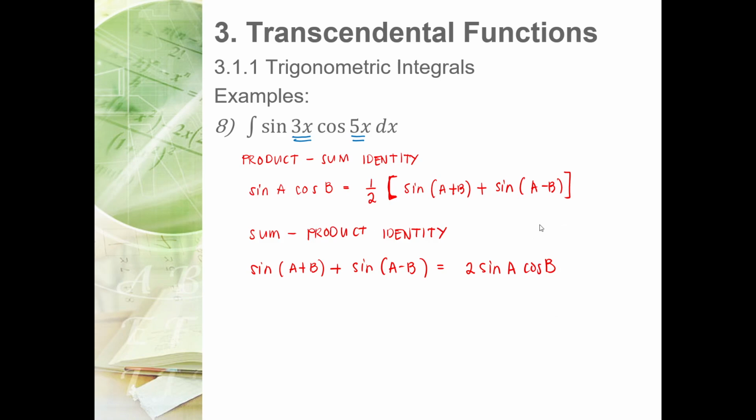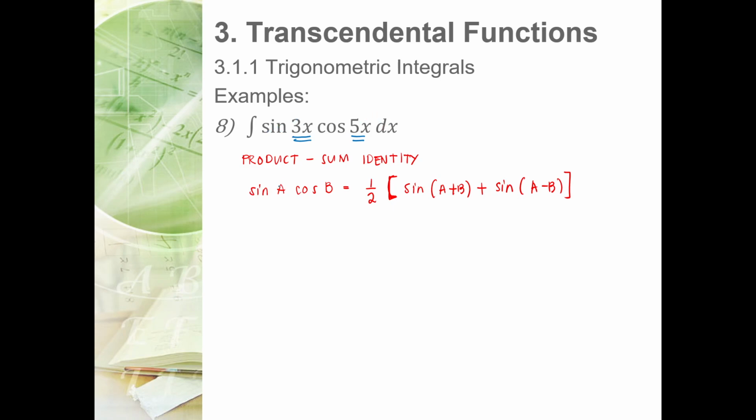It depends on how you declare the angles, A and B, in the equation. But for now, we're going to use the product to sum identity because it's more logical, since you're given a product trig function in the equation.